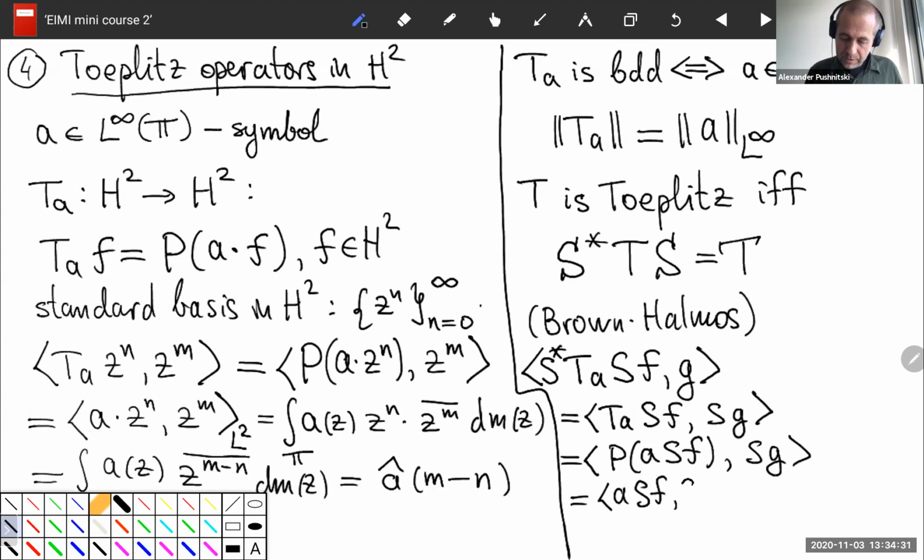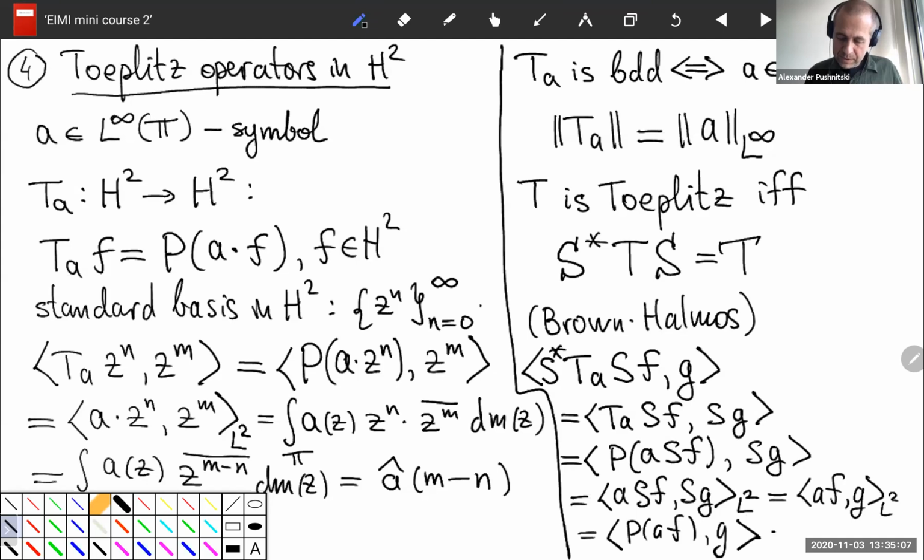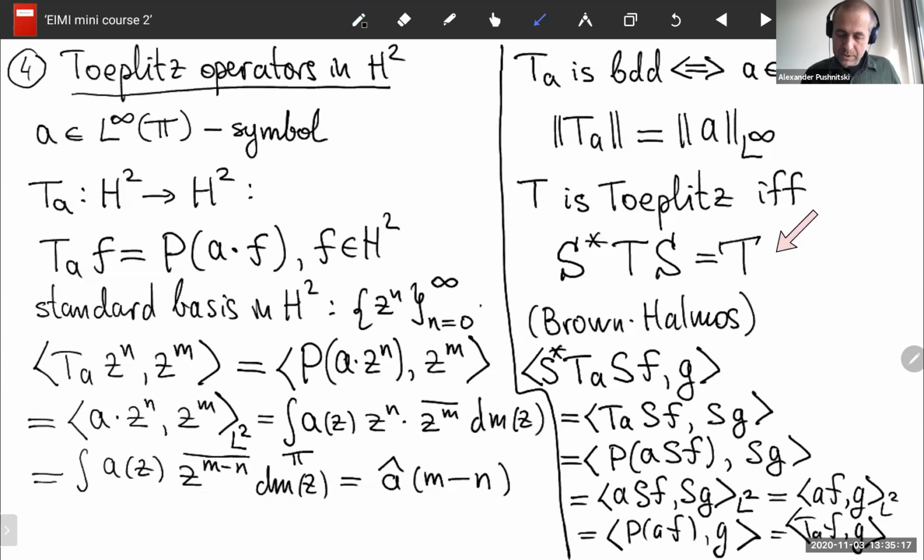Now I consider this as an inner product in L2. And so then this S on both sides is just multiplication by Z on the unit circle. And it cancels, right? You have Z and Z bar, it cancels. And so in the end, you get A F, G in L2. And now I can put the projection back because G is again in the Hardy class. So I get P of A F, G. And this is just T_A F, G. So I've checked this identity in terms of the quadratic forms.